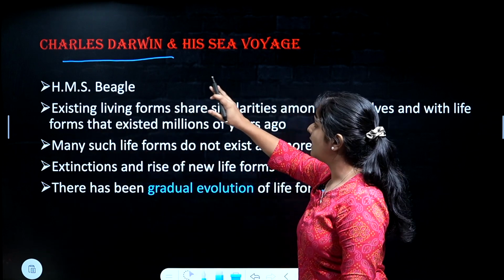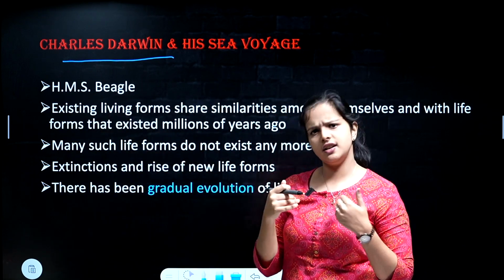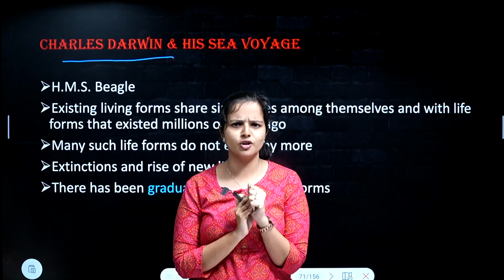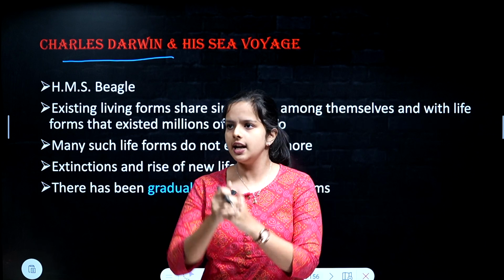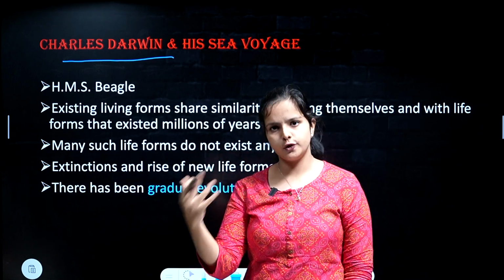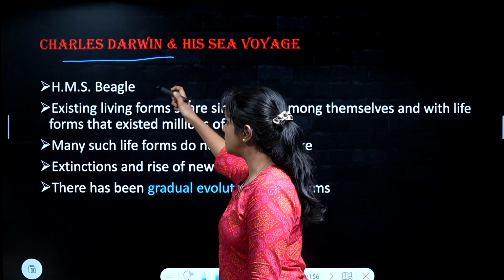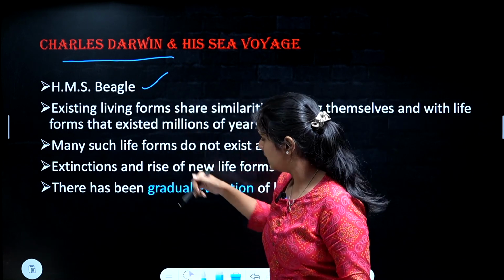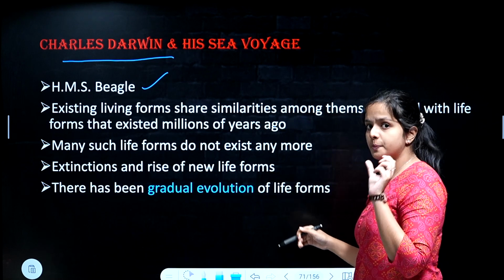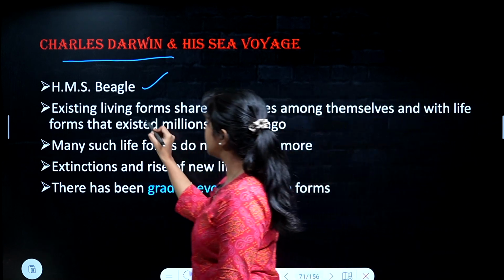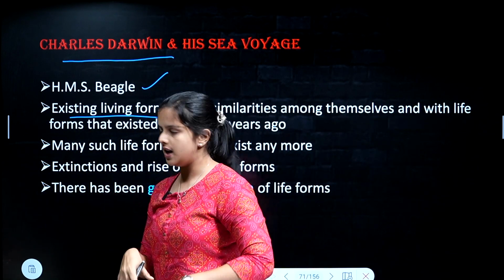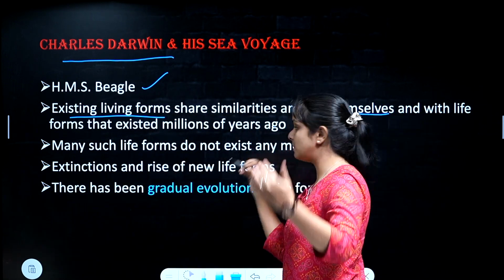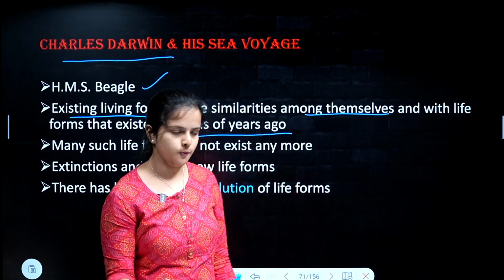Charles Darwin actually conducted a sea voyage. He started from his home, and he thought that he'd learn about evolution. In order to learn about evolution, he can't sit at home, right? He'll have to observe nature. So in order to observe nature, he started a sea voyage in his ship known as the HMS Beagle. This was the name of the ship that he was traveling in, the HMS Beagle. And what he actually observed was that existing living forms, the life forms that you see today, share similarities among themselves and with life forms that existed million years before. So what did he actually observe?